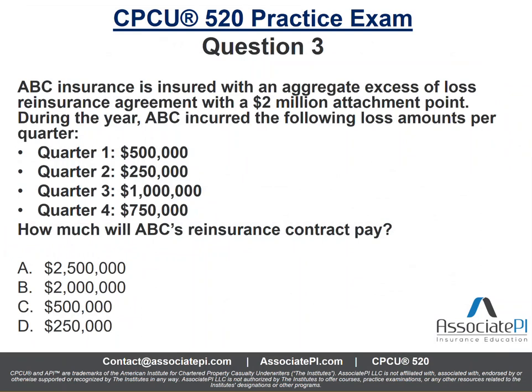You've got to know what a reinsurance contract is, what an aggregate excess of loss reinsurance agreement is. You have to know what an attachment point is. You have to look at all these numbers and figure out what the reinsurance company is going to pay. And just a hint, you are probably going to have a question like this on your exam. They're very tough, and it's pretty common on the exam. So let's get into how to solve this.